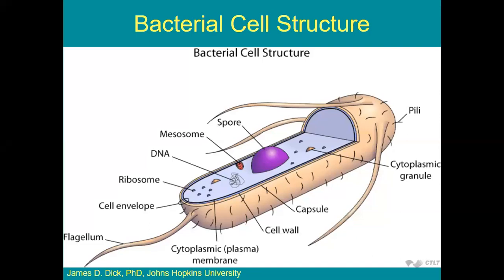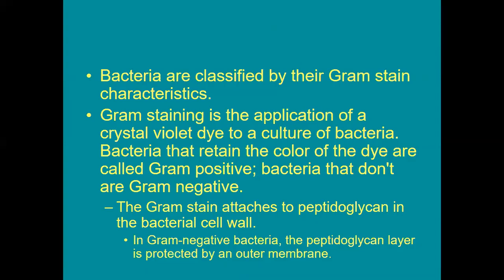If you see the structure of a prokaryotic cell, it can be divided by Gram stain. If it is able to retain the original primary color, which is crystal violet, it is called gram-positive. Bacteria which do not retain the primary stain and take up the next stain are gram-negative. Gram stain attaches to the peptidoglycan in a bacterial cell wall. In gram-negative and gram-positive bacteria, the difference is where the peptidoglycan is, because the gram stain attaches to the peptidoglycan.